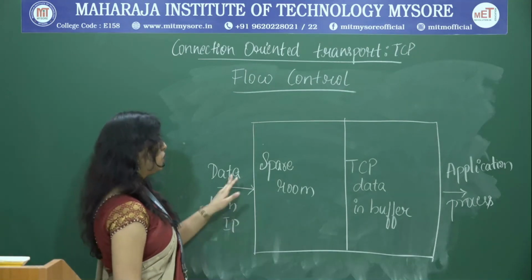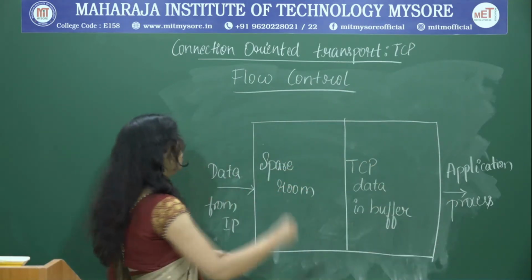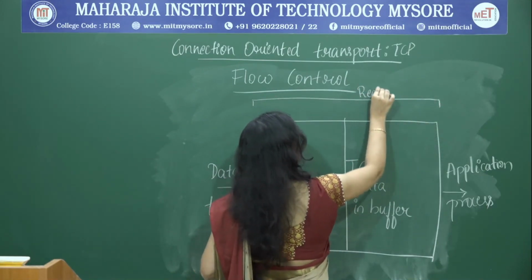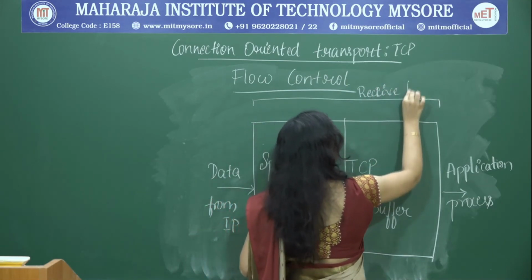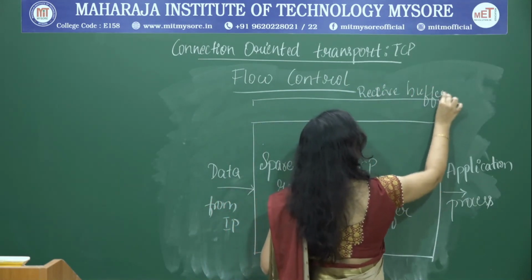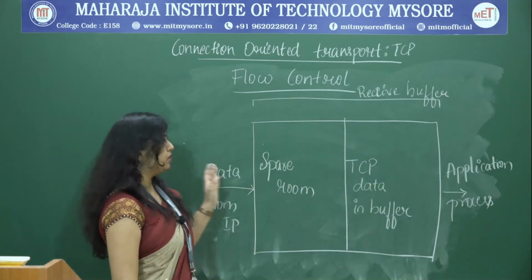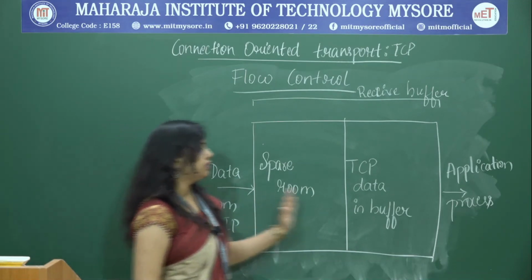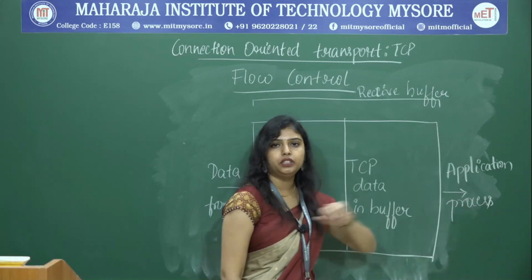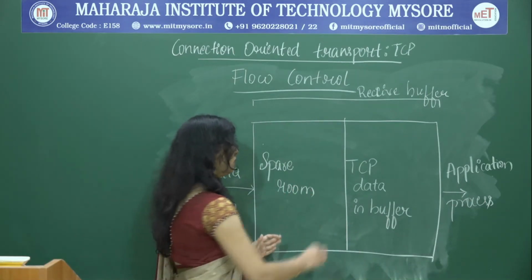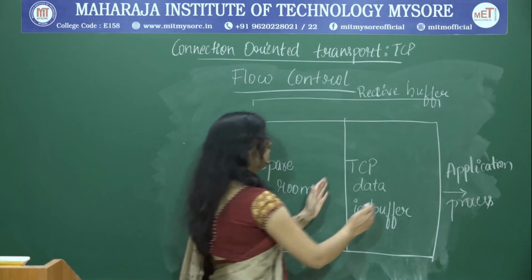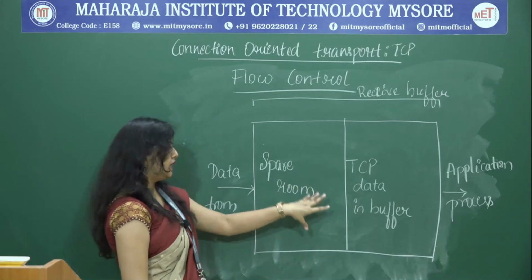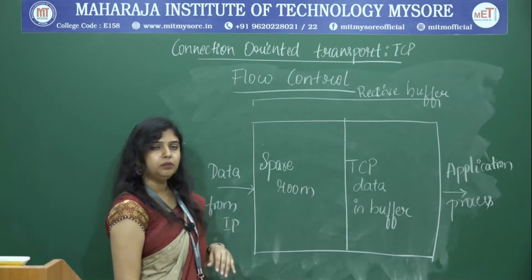So, suppose this whole thing is a receive buffer of the receiver side, and the data is flowing from the lower layer, that is from the IP, and from here it is going into the application process. Now, suppose in this buffer, only in this part the data is residing, and there is some spare room also, that means it has some more room to hold some data.